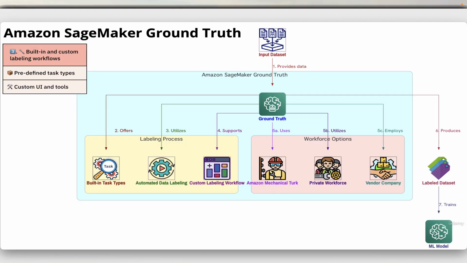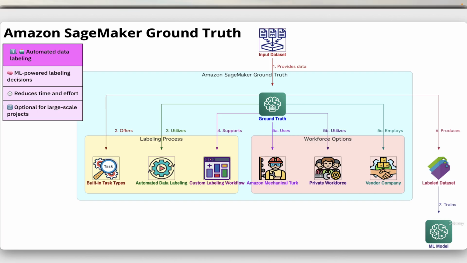Ground Truth provides both built-in and custom labeling workflows to suit different ML applications. Users can select from predefined task types for common labeling needs, or create custom labeling processes with their own interface and tools. This flexibility allows for an optimized labeling process tailored to specific data types or requirements. Basically, you tell it through the Amazon SageMaker console what you want to look for. You have to give some examples or put some text description, and then whoever you hire to do the labeling task will have more idea of how to go about labeling your dataset.